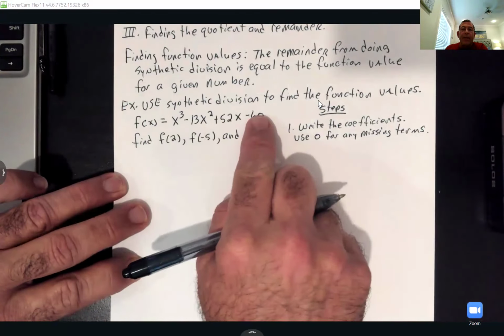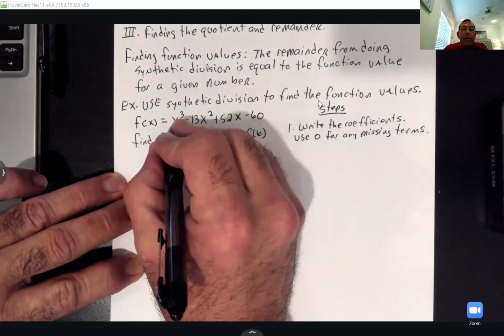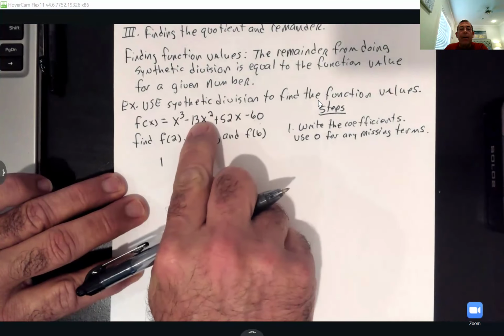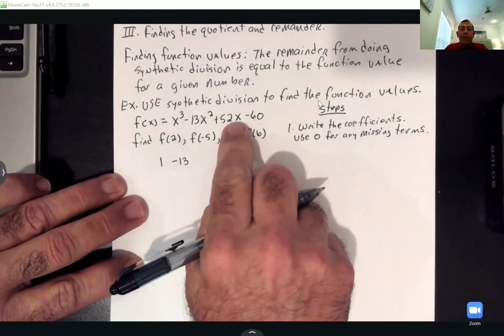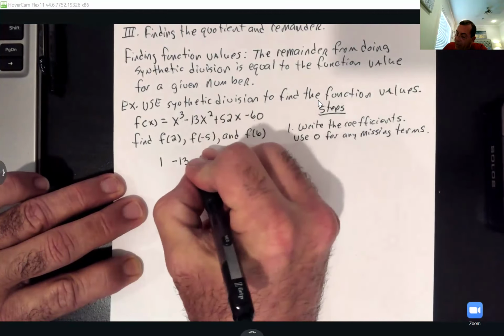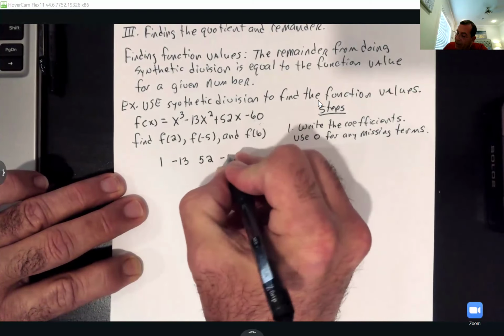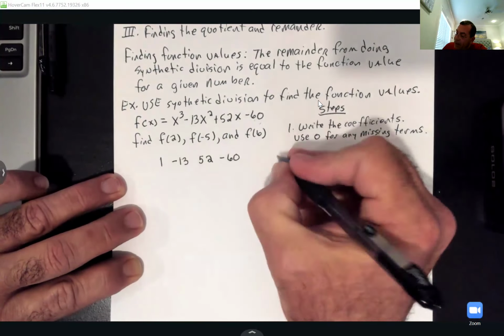So nothing's missing here. So we're going to write out the coefficients first. So there's nothing in front of the x cubed, which means that's a 1. In front of the x squared is a negative 13. In front of the x term is a 52. And then my constant term is a negative 60. So we've written out our coefficients.